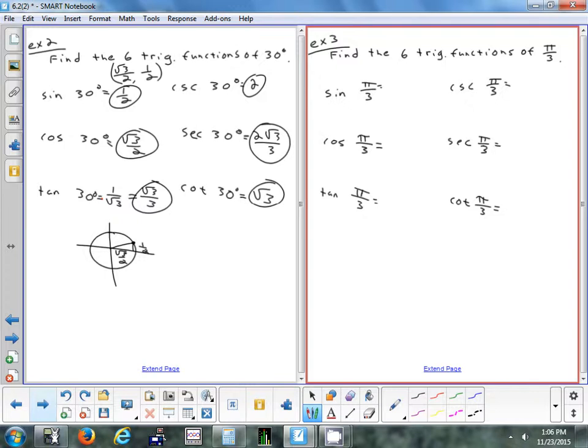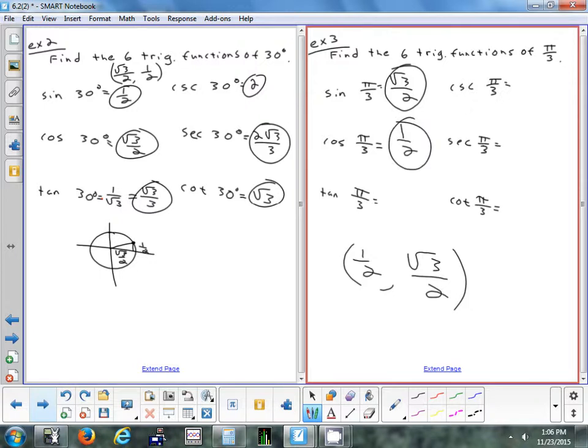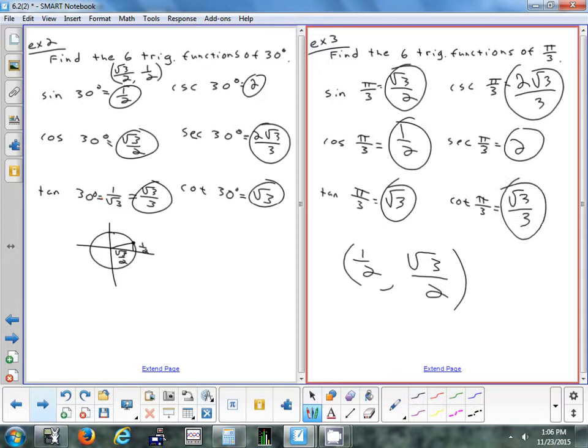All right, so let's just write our point. Sine is now root 3 over 2. Cosine is a half. And when I divide these, the 2's cancel. And it's root 3 divided by 1, or just root 3. Okay, and we've already flipped all these before. So this is 2 root 3 over 3. This is 2. And this is root 3 over 3. Okay, any questions on how we got those?